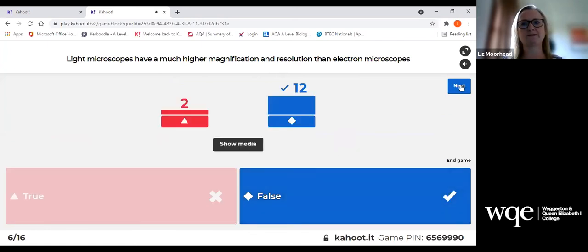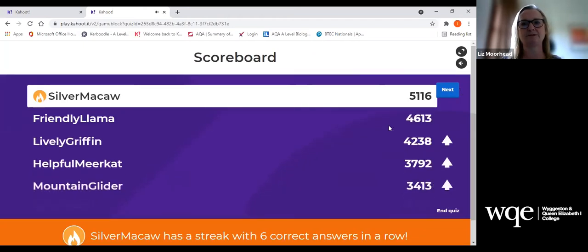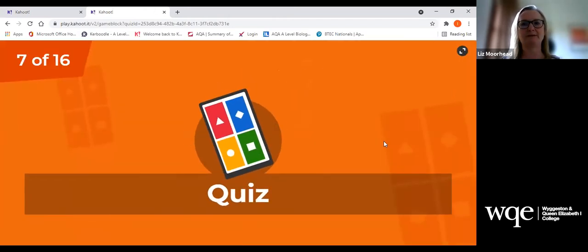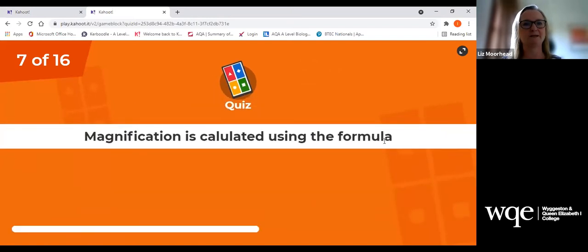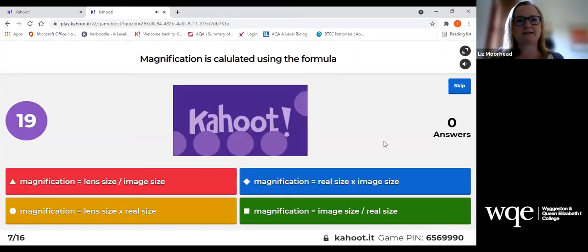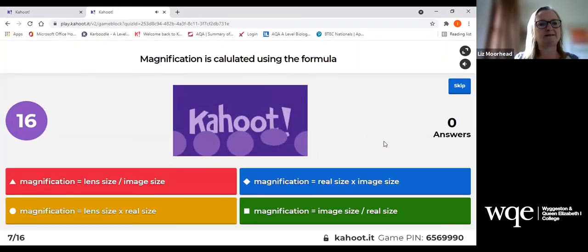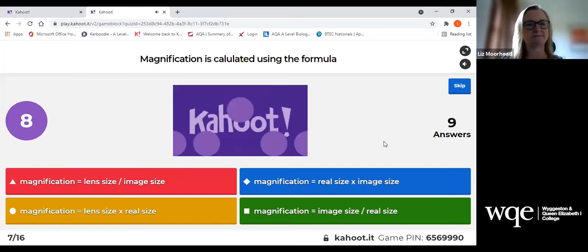Okay, well done. Those of you that got that right. So electron microscopes have a higher resolution and magnification. Okay, so we've got some new people coming up the leaderboard there. Well done. Magnification is calculated using the formula. Is it lens size divided by image size, lens size divided by real size, divided by image size, or image size divided by real size?